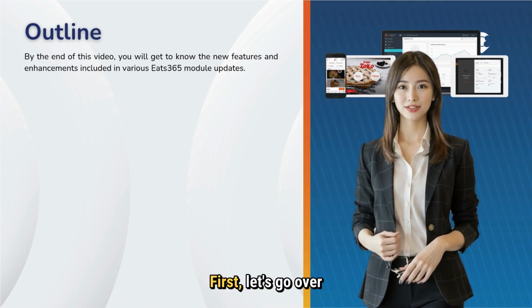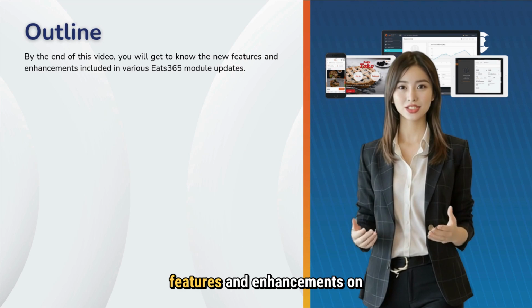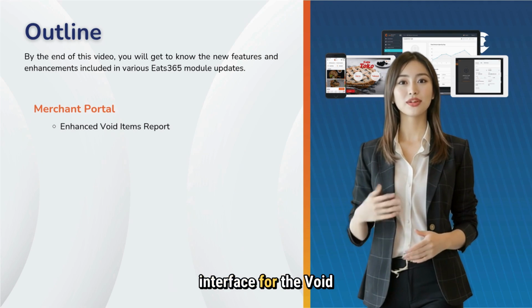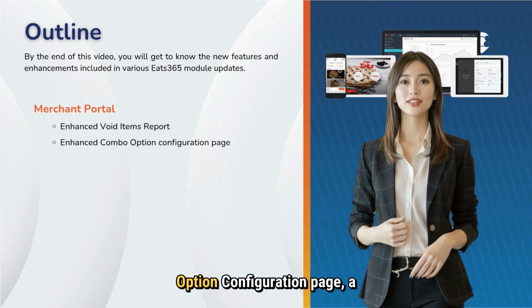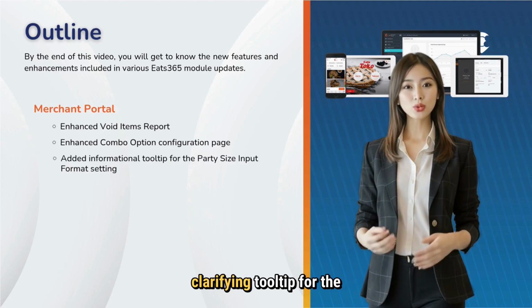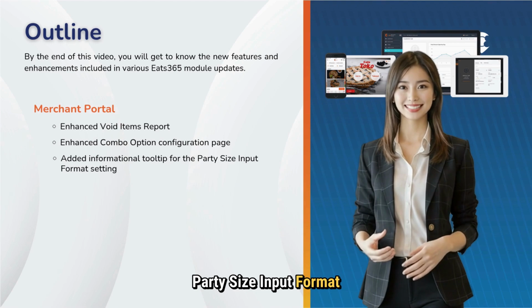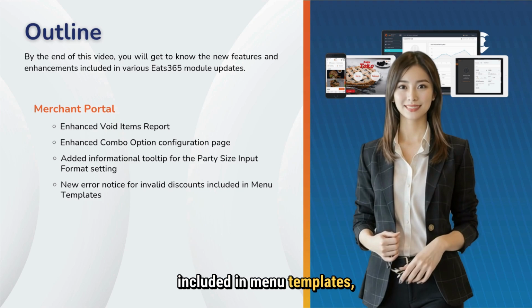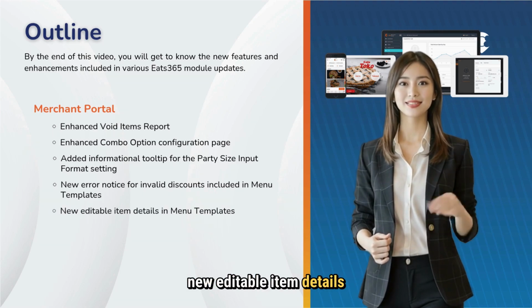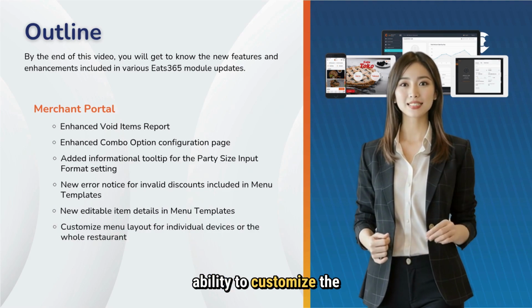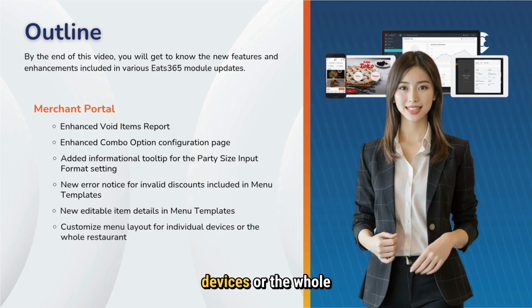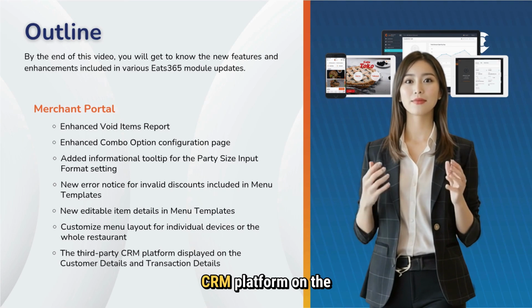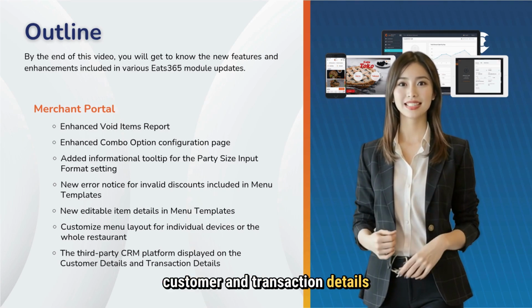Let's dive in. First, let's go over these new and exciting features and enhancements on the merchant portal, starting with an enhanced user interface for the void items report and combo option configuration page, a clarifying tooltip for the party size input format setting, a new error notice for invalid discounts included in menu templates, new editable item details in menu templates, the ability to customize the menu layout for individual devices or the whole restaurant, and the display of a member's third-party CRM platform on the customer and transaction details pages.